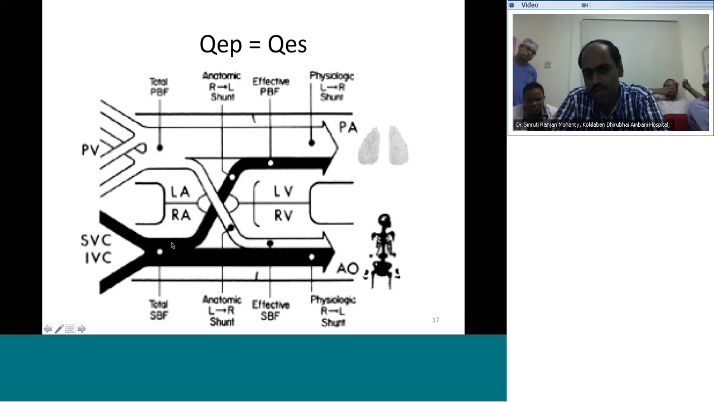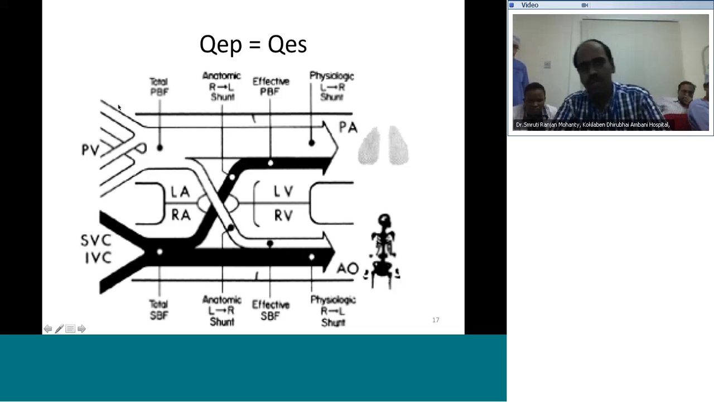A small amount of the systemic venous blood will cross over from the right atrium into the left atrium, and this right atrium to left atrial crossover is called the anatomical right to left shunt. So this anatomical right to left shunt is basically the systemic venous blood, that is the blue blood, that is able to enter into the left side and go into the lungs. So this is the effective pulmonary blood flow. The effective pulmonary blood flow is the amount of blood that is crossing over from the right side into the left side, which is the systemic venous blood that enters into the lungs.